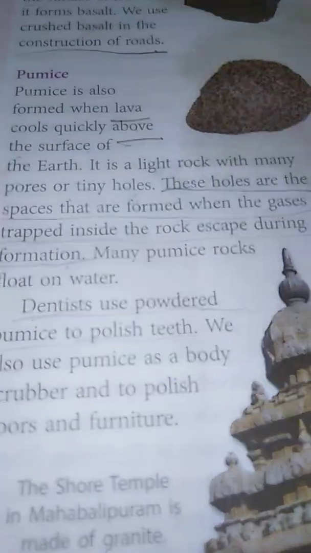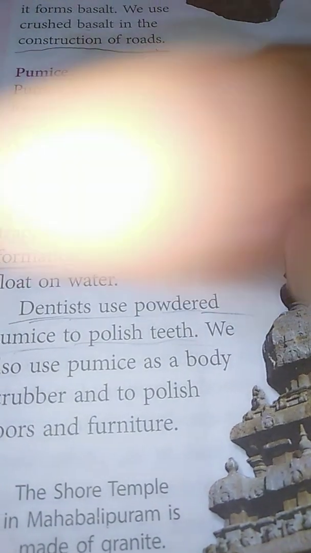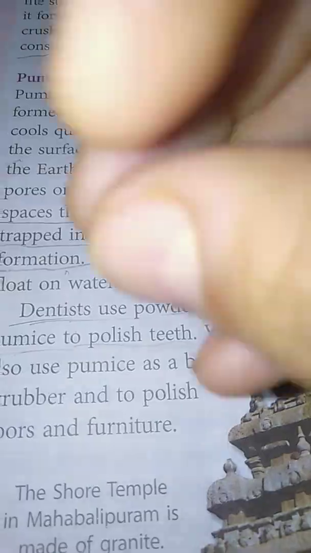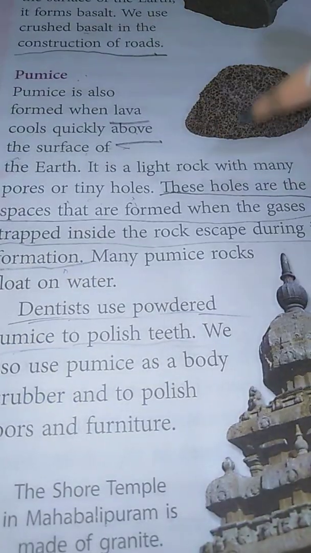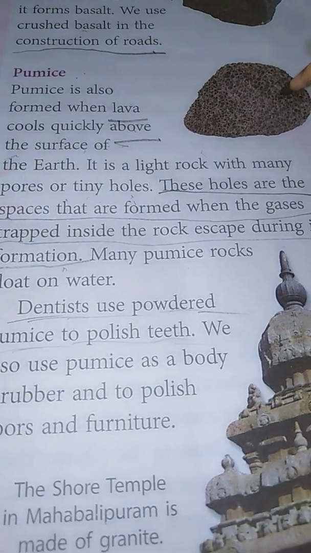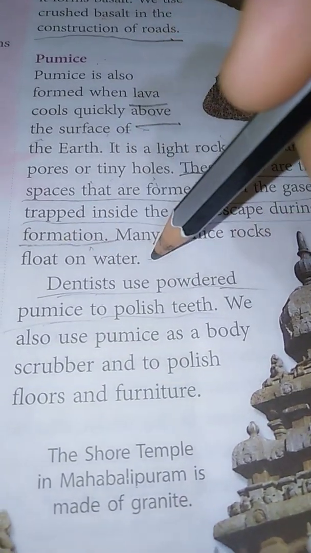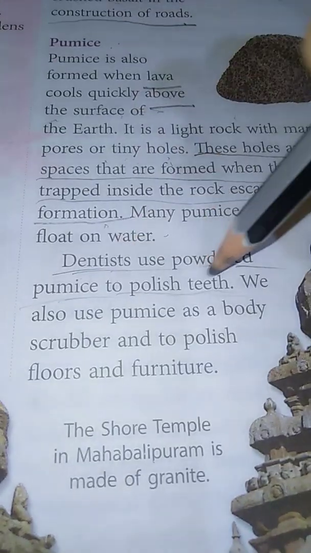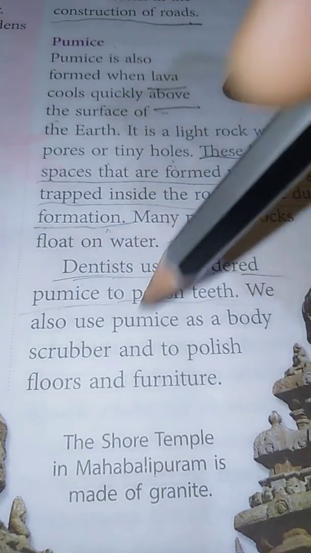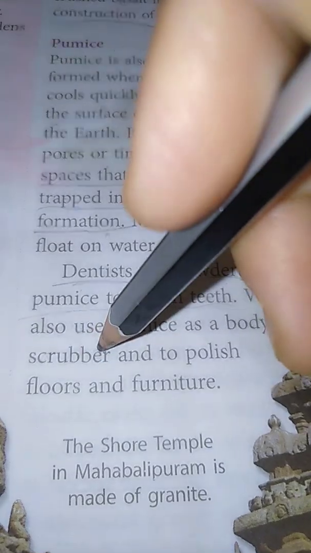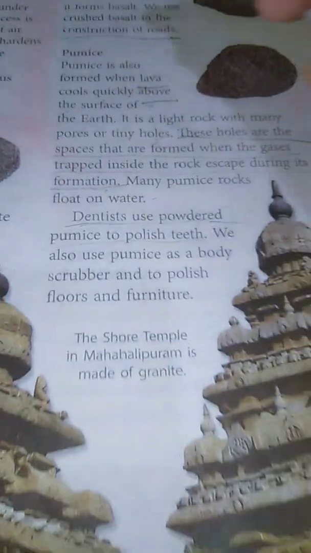Means when the lava is hot, it has many gases trapped inside it, and when it starts cooling and hardening, slowly these gases start coming out, and they form tiny pores in it, and they are so light that they can float on water also. And this pumice stone is used in the powdered form to polish teeth, and it is also used as a scrubber to polish floors and furnitures.